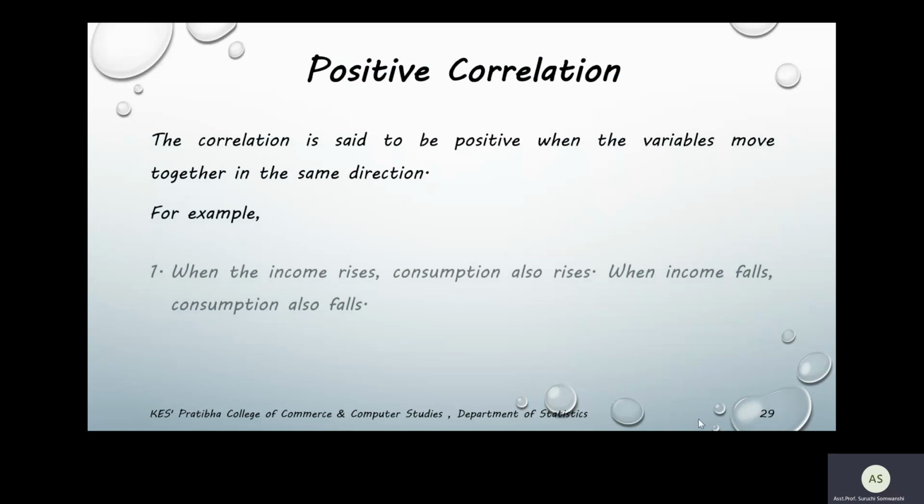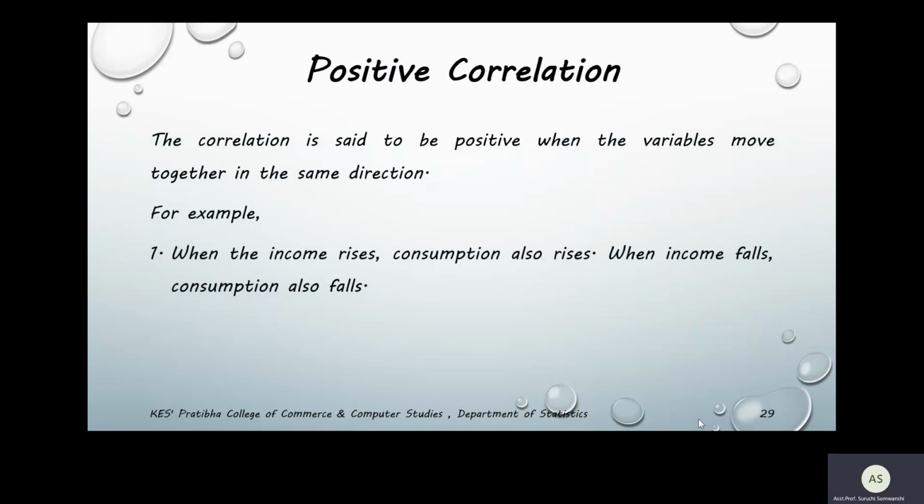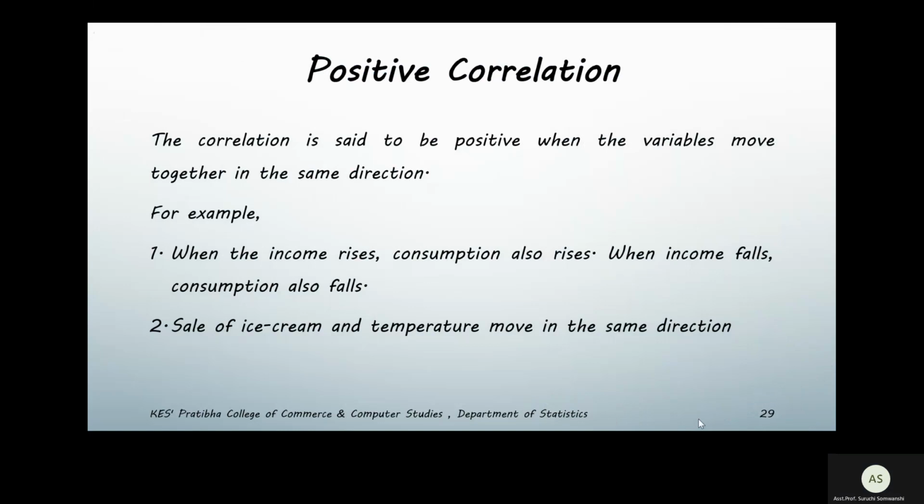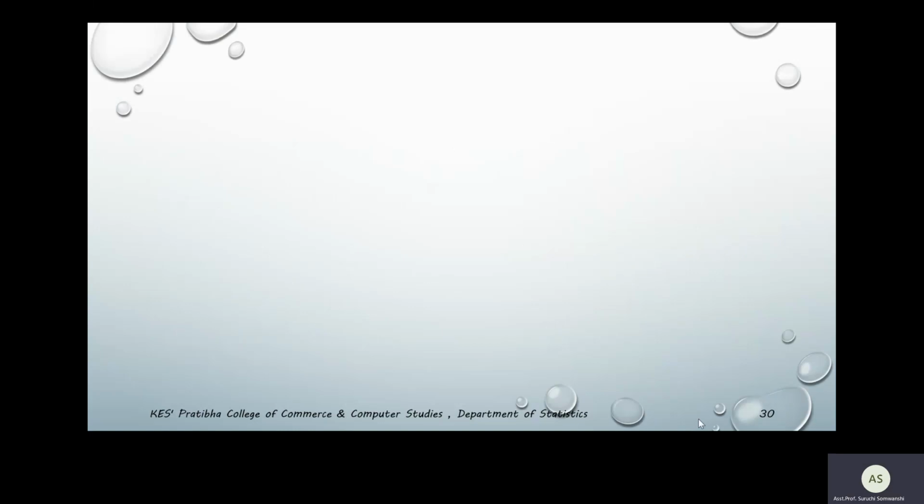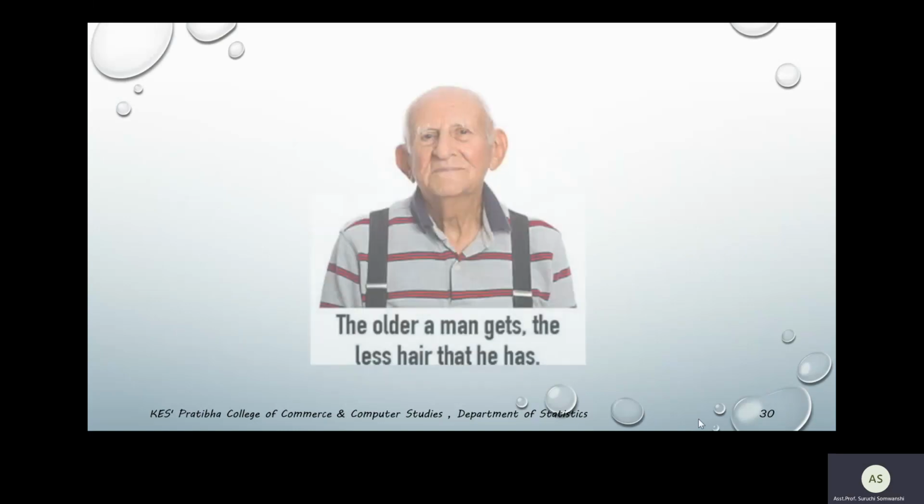For example, when income rises, consumption also rises. When income falls, consumption also falls. Again, sales of ice cream increase as the temperature increases. The next situation is that we saw some examples like this.